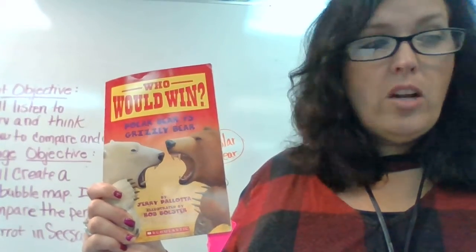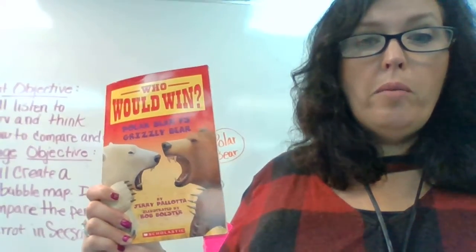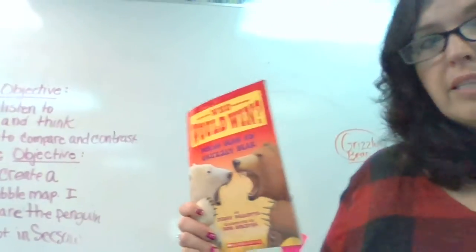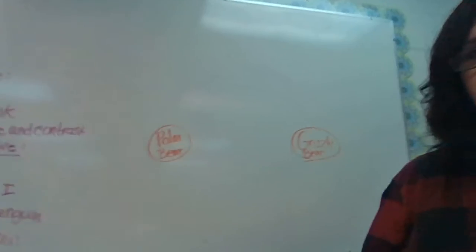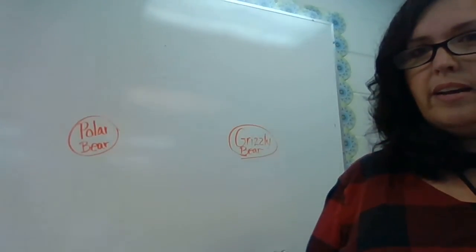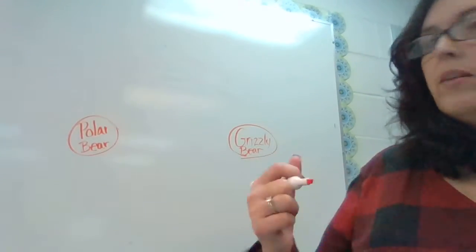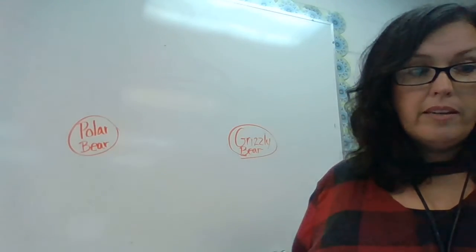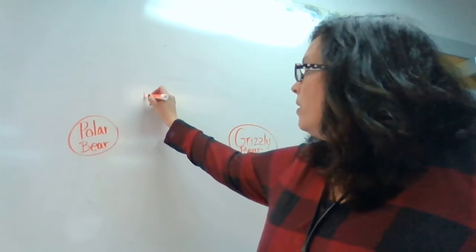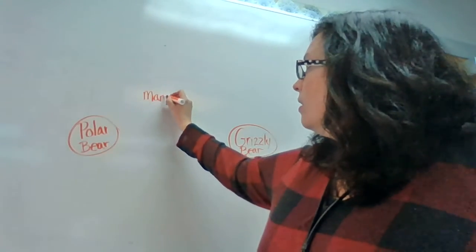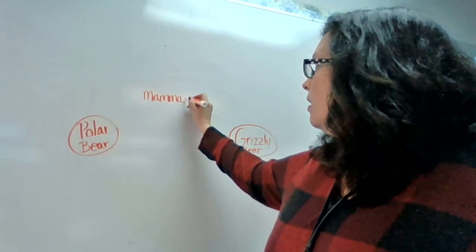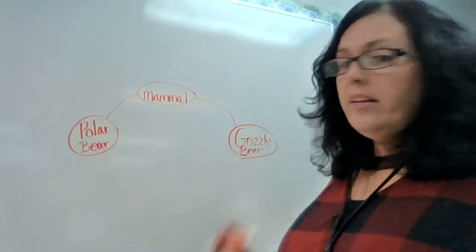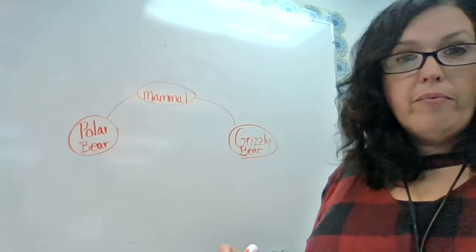Okay. So let's talk about how the polar bear and the grizzly bear are alike and how they're different. I'm going to slide our little desk over here. Okay, let's take a look. One of the first things I remember them saying is that they're mammals. So we're going to write mammal up here because they're both a mammal. Another thing is that they have fur.